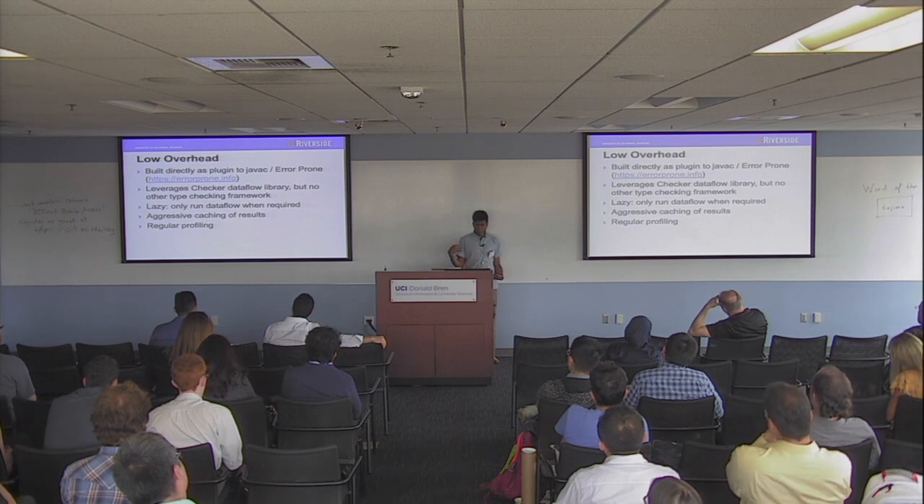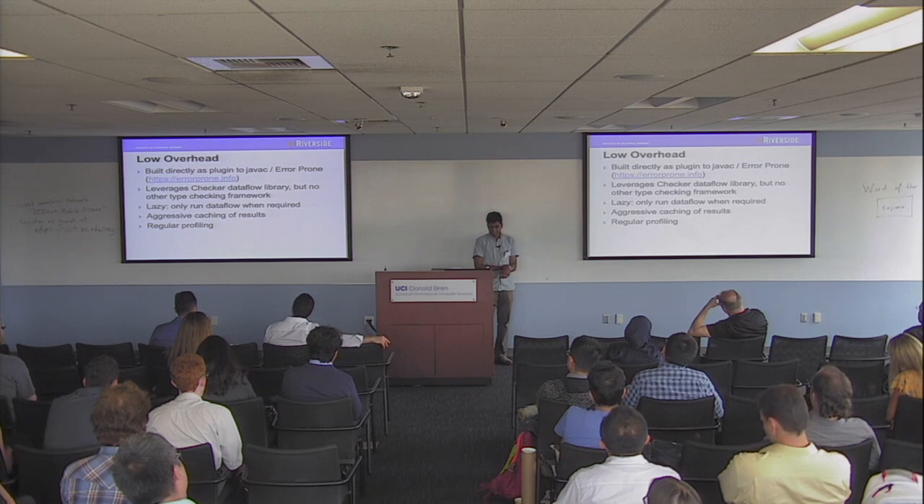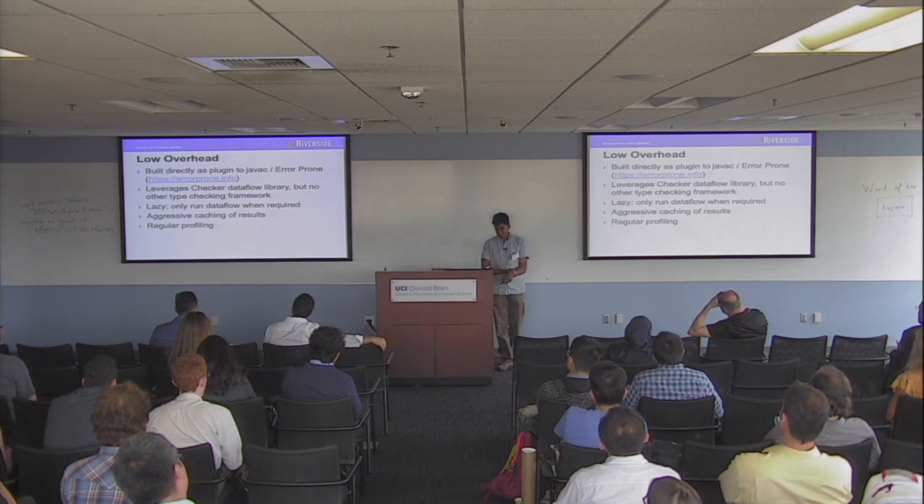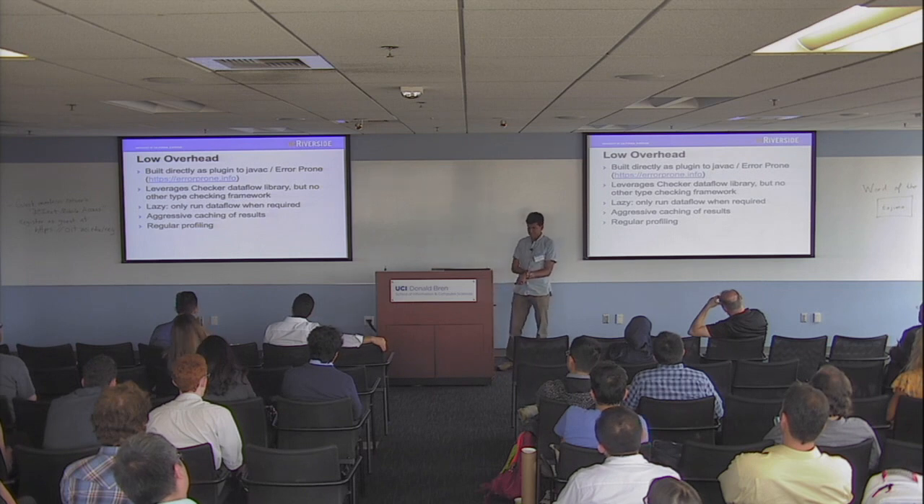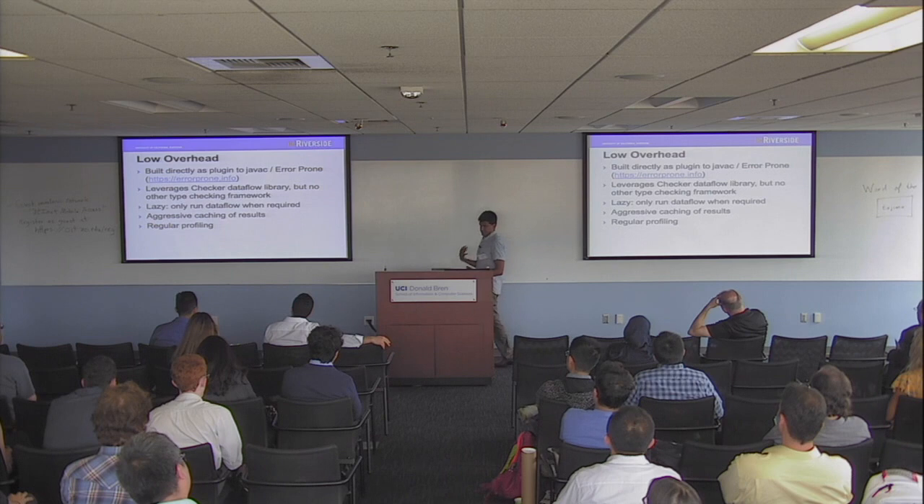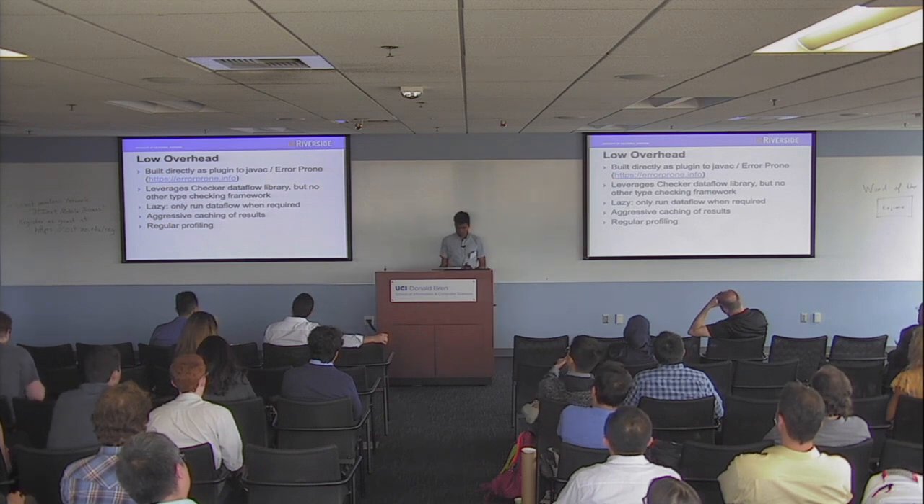So I think that removed a lot of overhead since it was all very targeted to null checking. And then we used some standard smart implementation techniques, right? We tried to be lazy and only run expensive data flow analysis when it was required. And we tried to aggressively cache the results that we got so we wouldn't be doing redundant work.